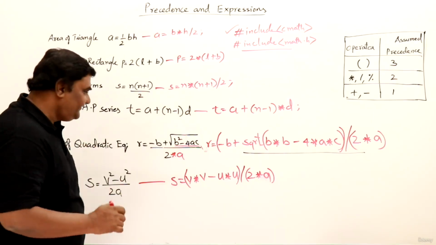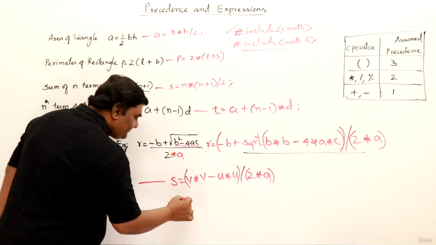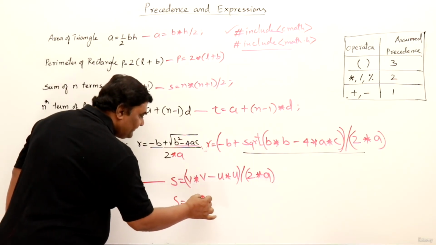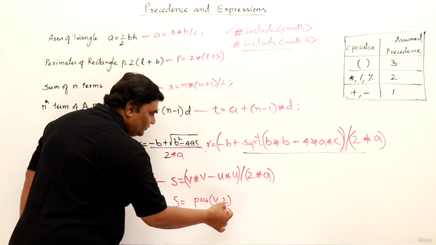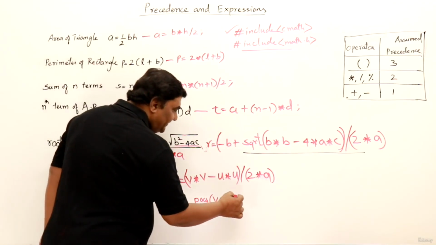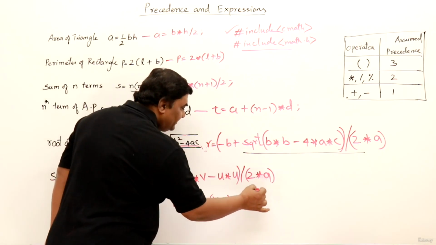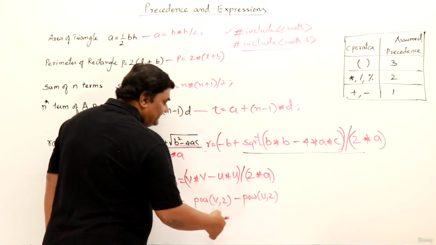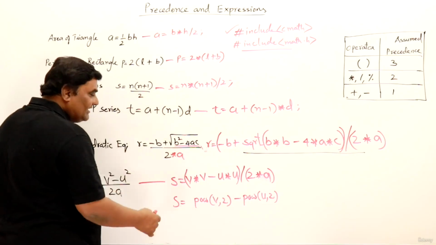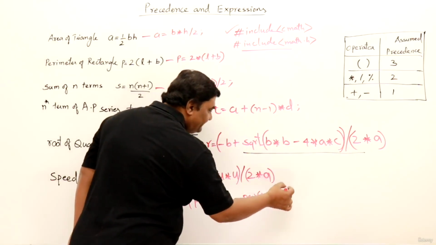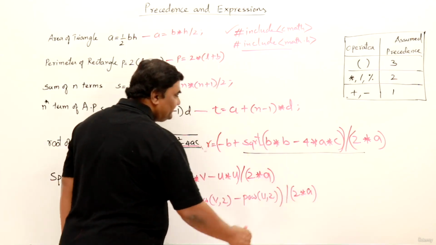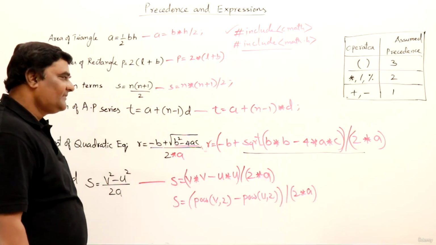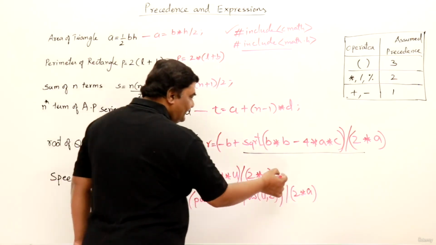The next one more method we have. I told you that we can use the power function. So use the power function, pow is the function. pow(v, 2) is v square, minus power function pow(u, 2), this is u square. Then this whole thing should be divided by 2 as well as a multiplied with it, so that should be in brackets. So this is how you can write the formulas.